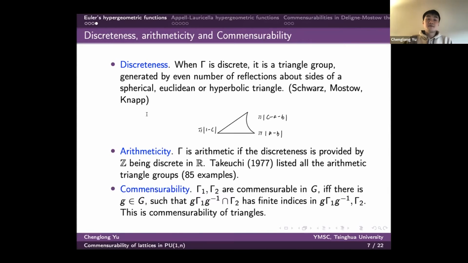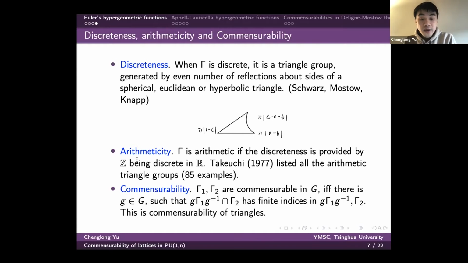The last important thing about this classification is commensurability. When two discrete groups differ by finite indices, we say they are almost the same, so they will be both discrete or both arithmetic. The rigorous definition is as follows. We allow conjugation in the ambient group to change one of our groups, and we take the intersection, and we want the intersection to have finite index in both groups. Then we say these two groups are commensurable.